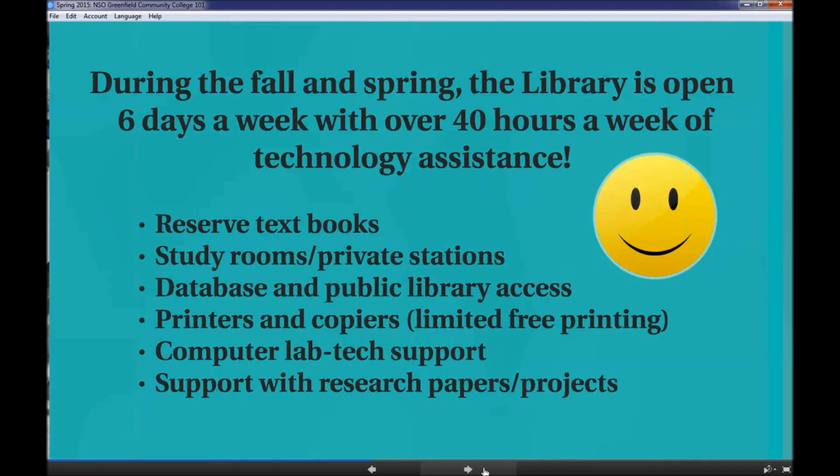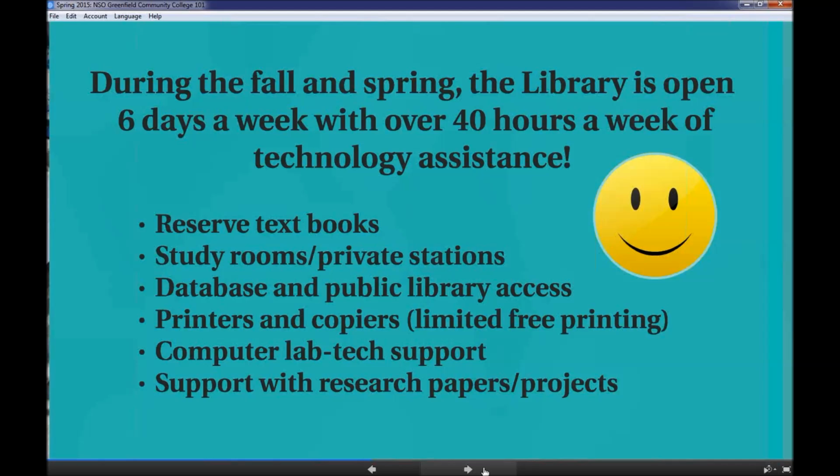Great services in this space. It should be noted that during the fall and spring, 6 days a week of library services exist. So we do have late hours Monday through Thursday, open Friday and Saturday. There's over 40 hours a week of technology assistance in the library computer lab.